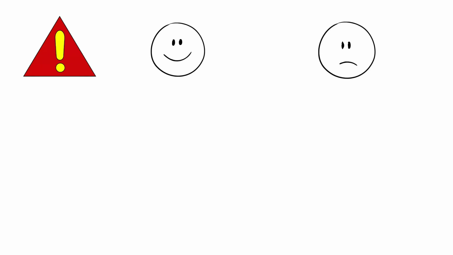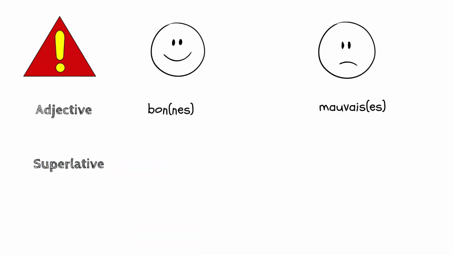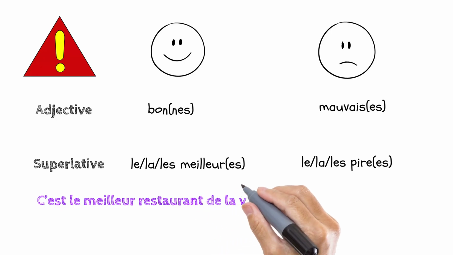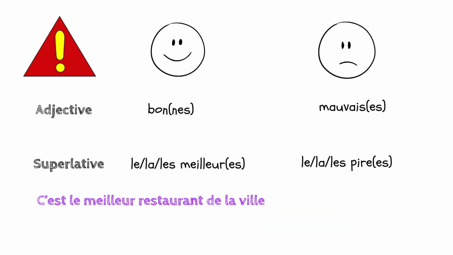So again, we have our two adjectives, bon and mauvais. And when we put those into the superlative, we're going to just say le, la, les meilleurs or le, la, les pires. The best or the worst. So for example, we would say c'est le meilleur restaurant de la ville. It's the best restaurant in the town. Or we might say c'est la pire idée que j'ai entendue. It's the worst idea that I've heard.